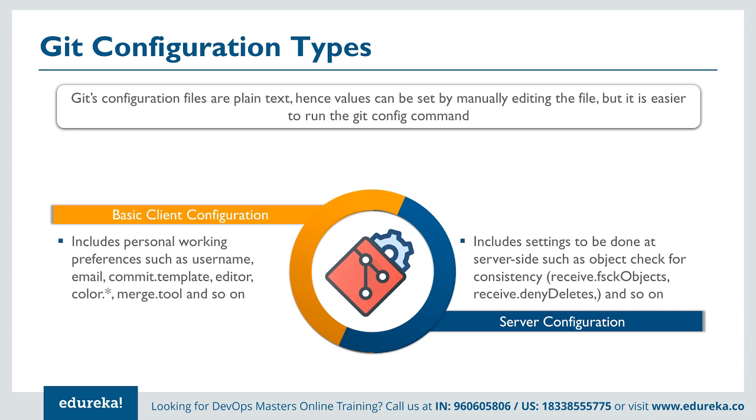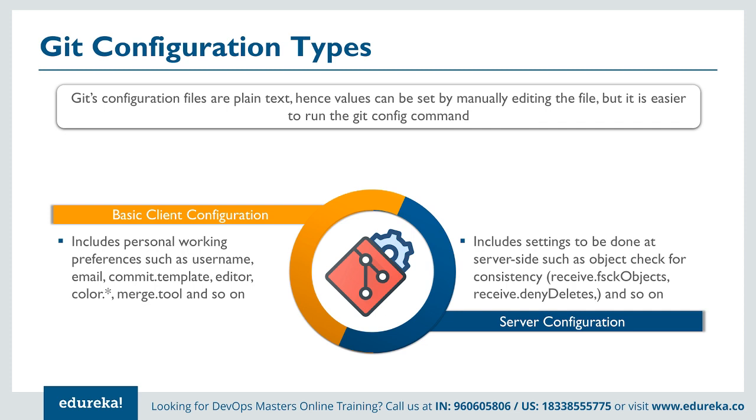So the git configuration options recognized by Git fall into two categories. One is the client side and the other one is server side. The majority of the options are client side, which means configuring your personal working preferences, which includes username, email, commit template, editor, colors of the Git console, etc.